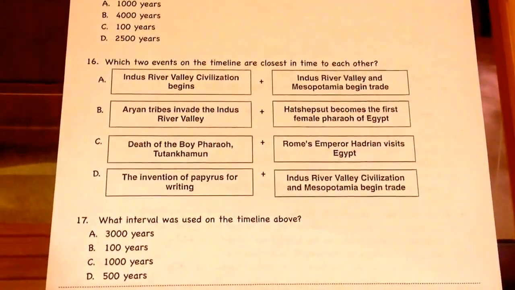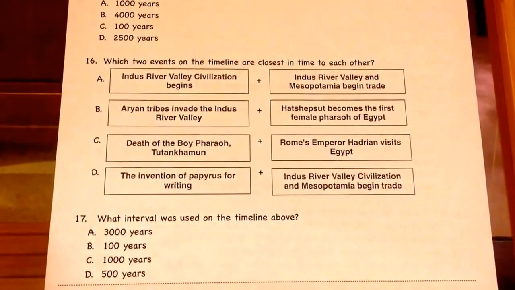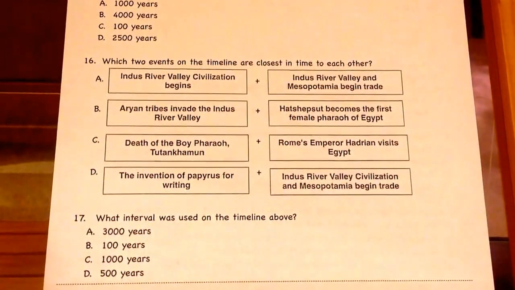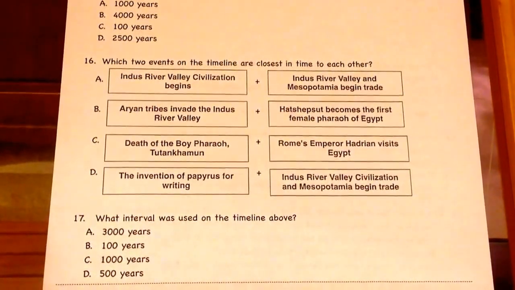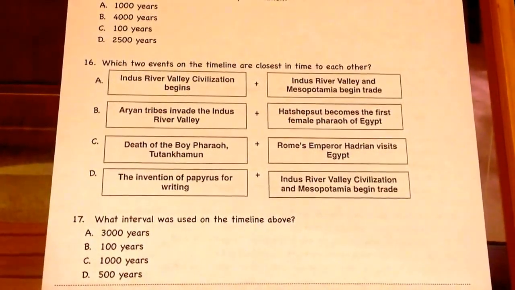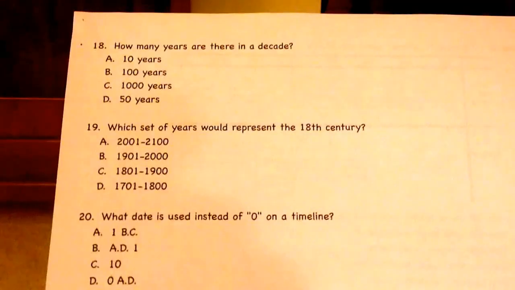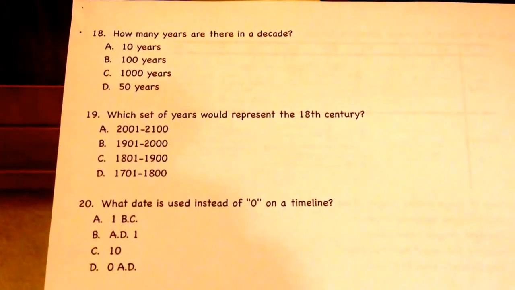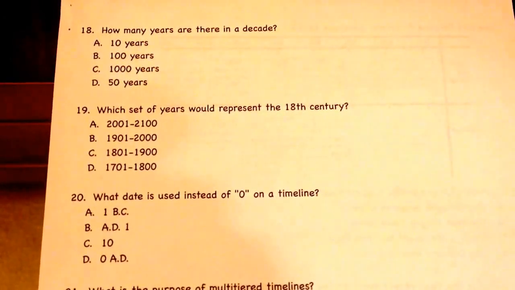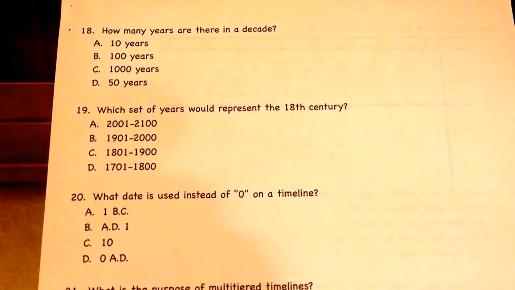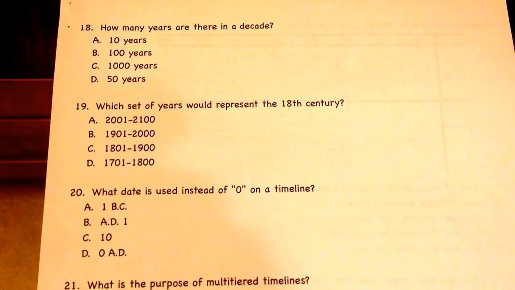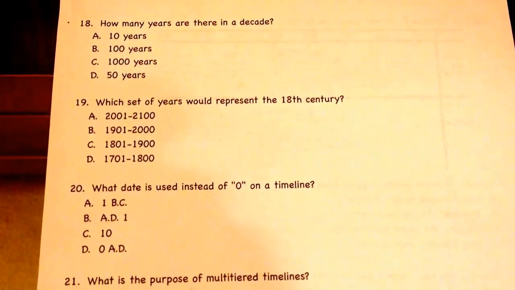Number 17. What interval was used on the timeline above? A, 3,000 years, B, 100 years, C, 1,000 years, or D, 500 years. Number 18. How many years are there in a decade? A, 10 years, B, 100 years, C, 1,000 years, or D, 50 years.